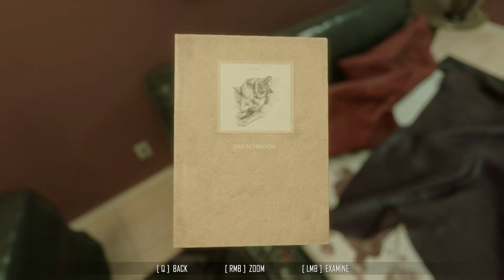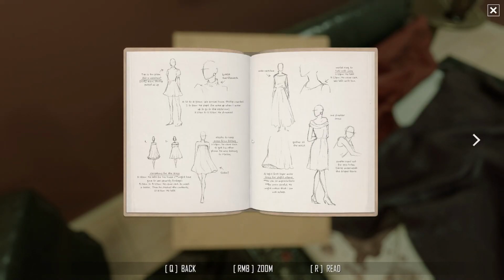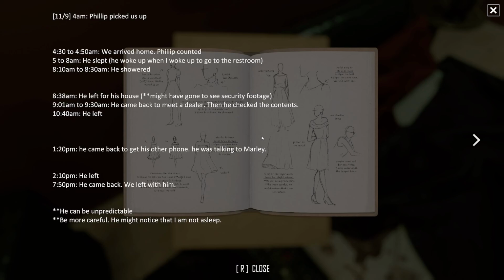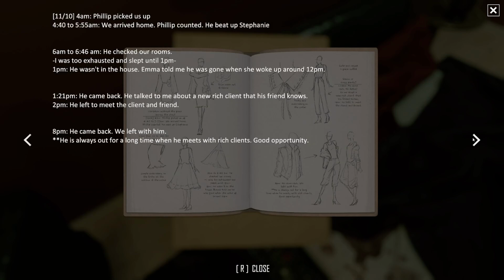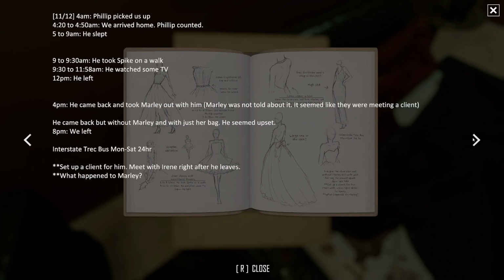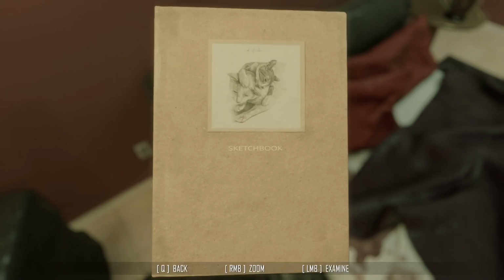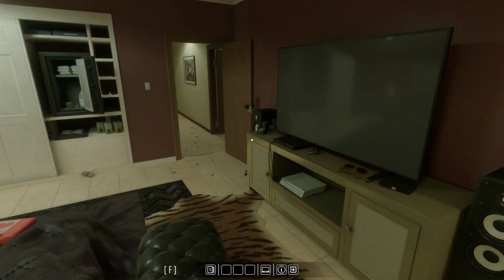Anything that could point towards that? Wait, there was something on Marley's phone.